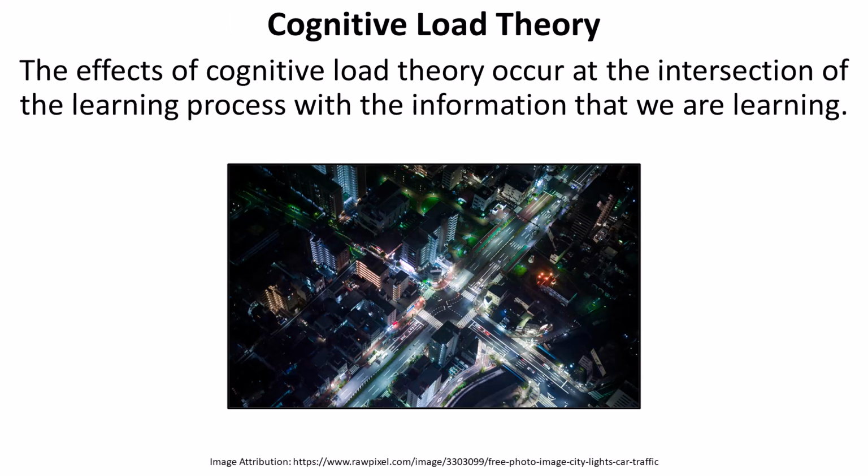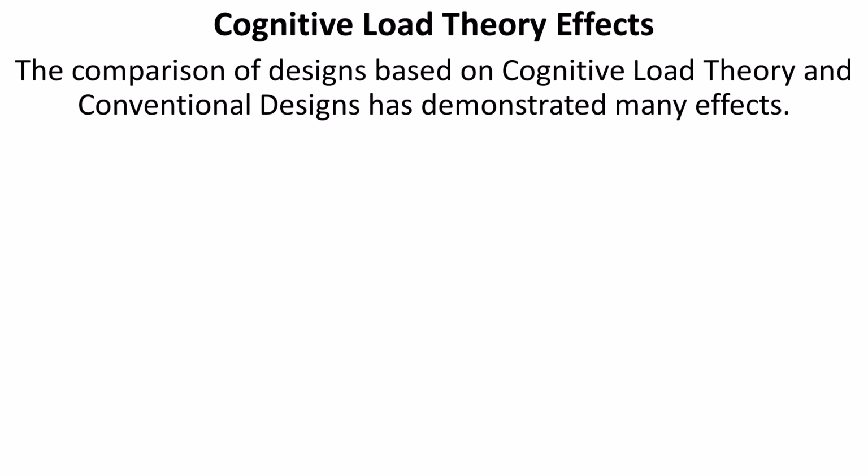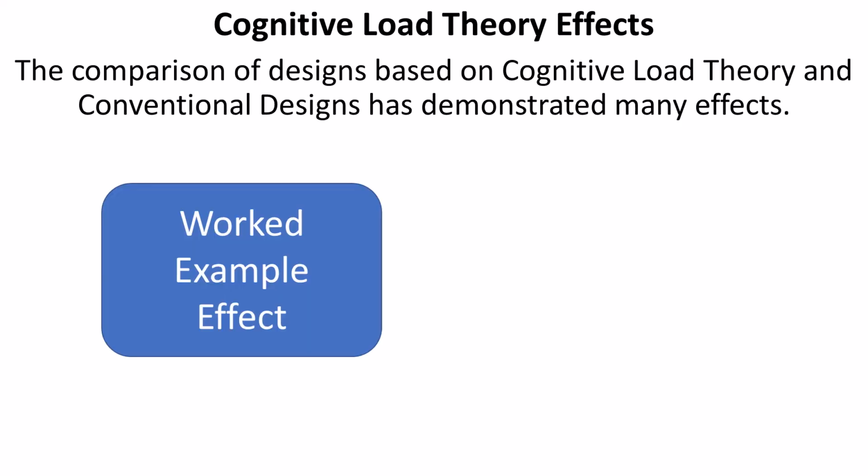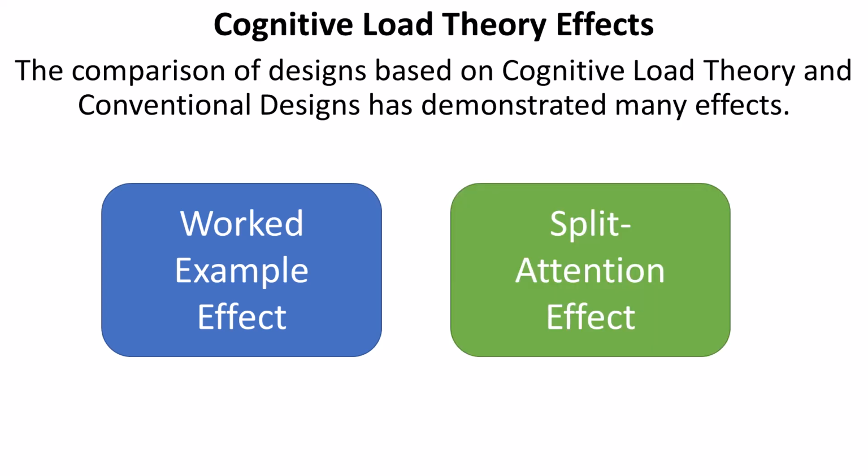The effects of cognitive load theory occur at the intersection of the learning process with the information that we are learning. When instructional design based on cognitive load theory was compared to conventional designs, research demonstrated many effects of the cognitive load theory. Let's look at two of these effects: the worked example effect and the split attention effect.